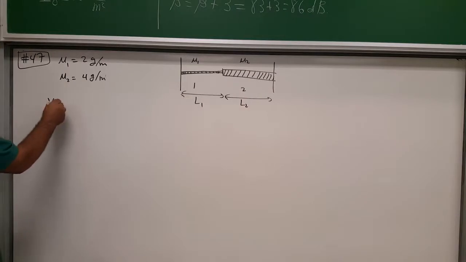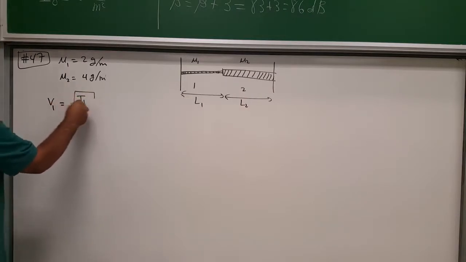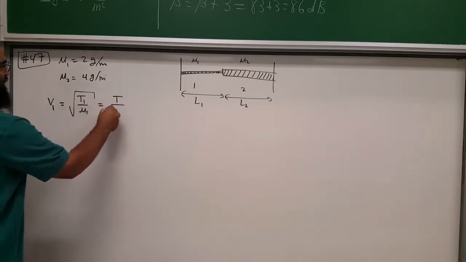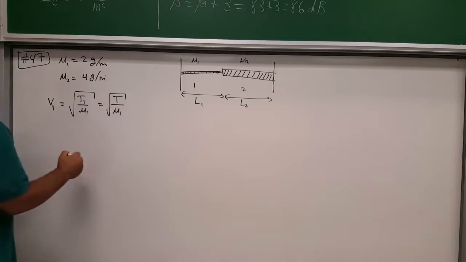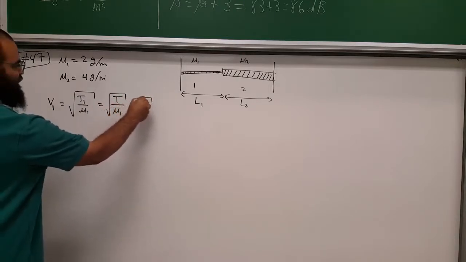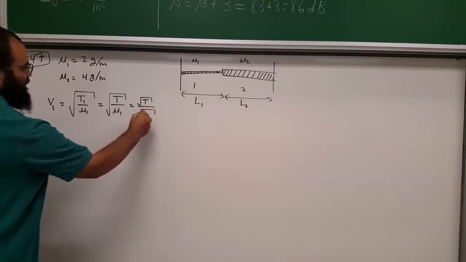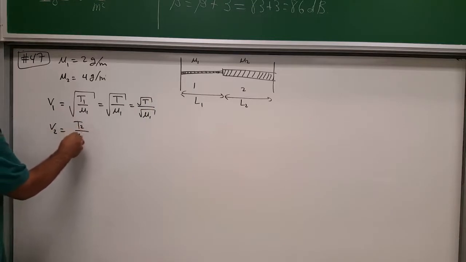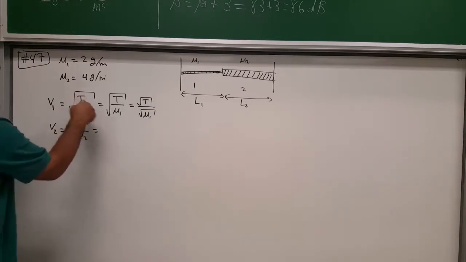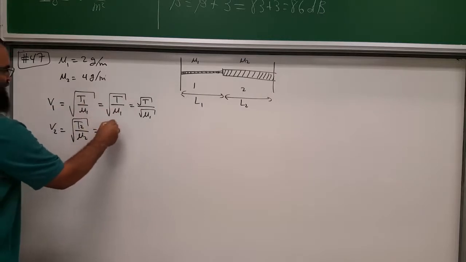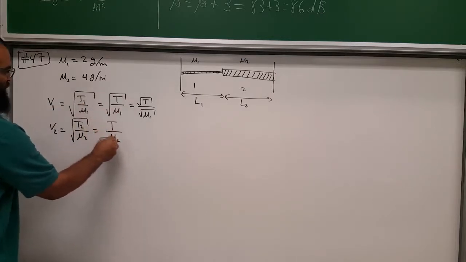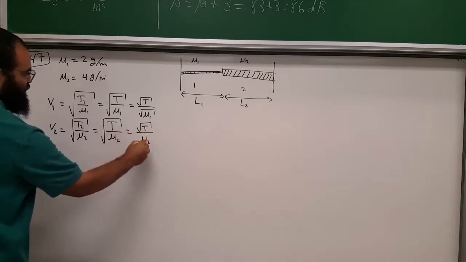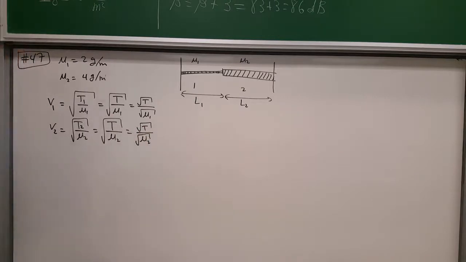Remember the speed, let me call it V1, the speed 1, will be the square root of tension T1 divided by mu1. Since the tension is the same, it is just tension over mu1, the square root of tension divided by the square root of mu1. Similarly, V2 is the square root of T2 over mu2, and T2 equals T1, so V2 is the square root of the tension divided by mu2. So those are the speeds.